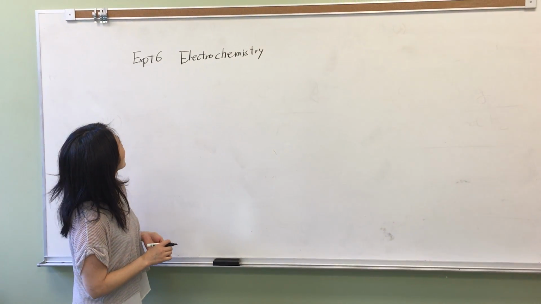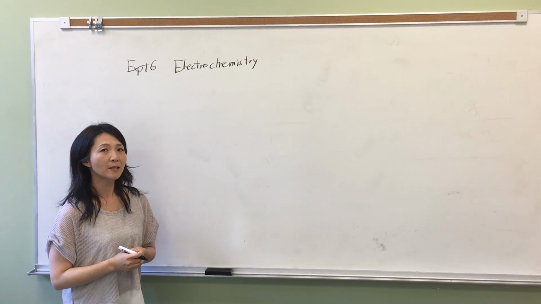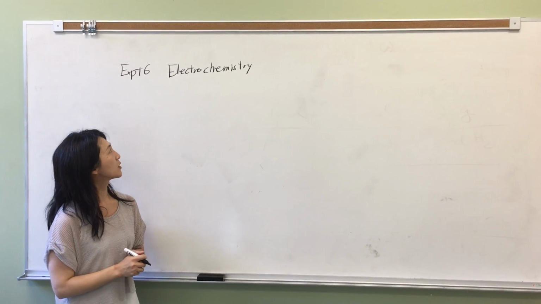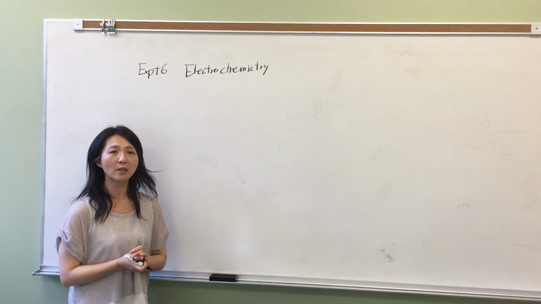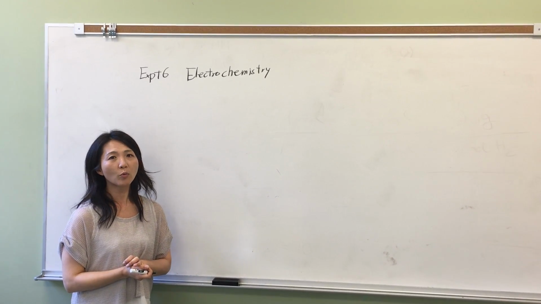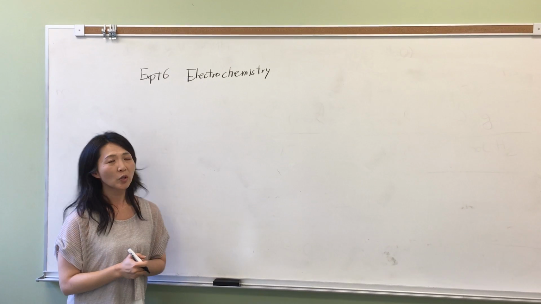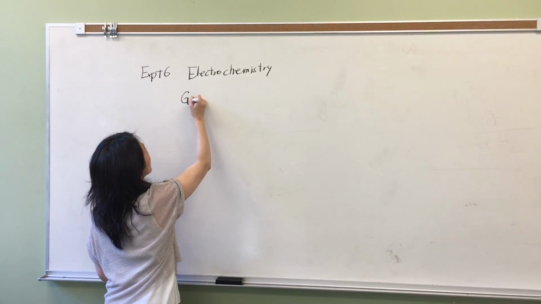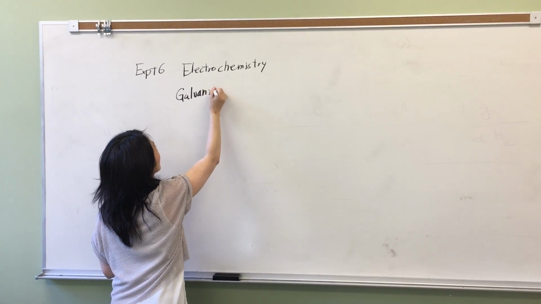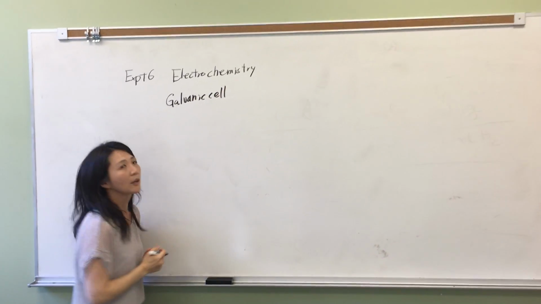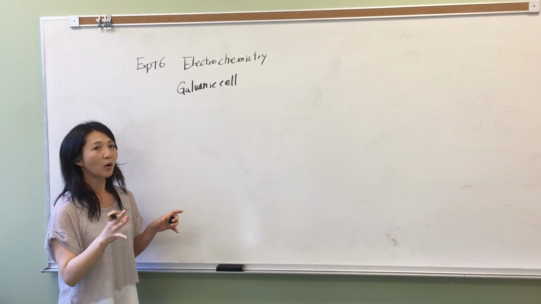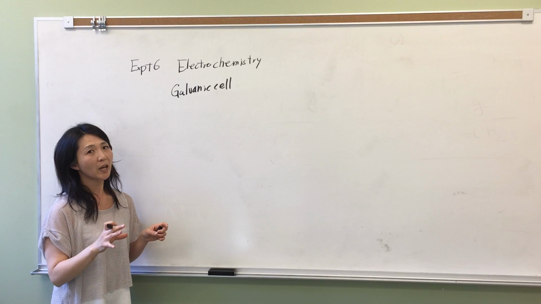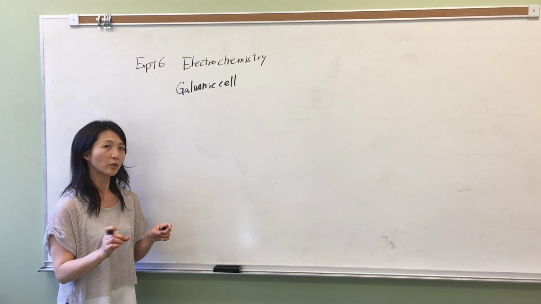Okay, so you're gonna start experiment 6 lab next week or this week. The topic of experiment 6 is electrochemistry. Before we do this lab, you need to know a couple of concepts. One is called the galvanic cell. A galvanic cell is a cell in which current goes through from the spontaneous reaction between two metals, okay?